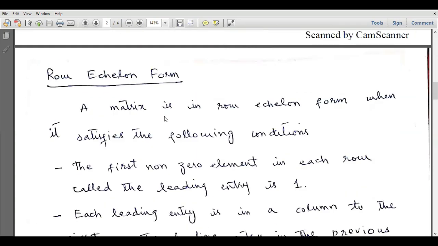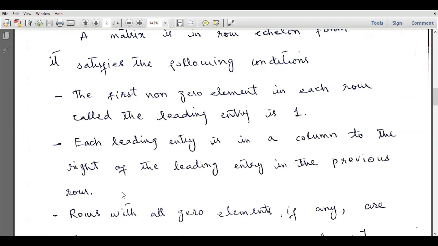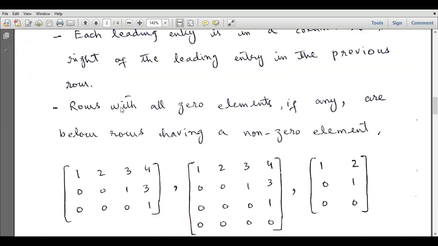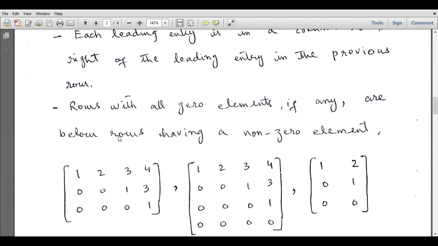A matrix is in row echelon form when it satisfies the following conditions. The first non-zero element in each row, called the leading entry, must be equal to 1. This is the first condition. The second condition is that each leading entry is in a column to the right of the leading entry in the previous row. And the third condition is that rows with all zero elements, if any, are below rows having a non-zero element. If these three conditions are satisfied, then the matrix is said to be in row echelon form, and these are some examples.